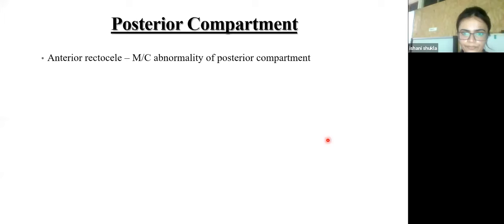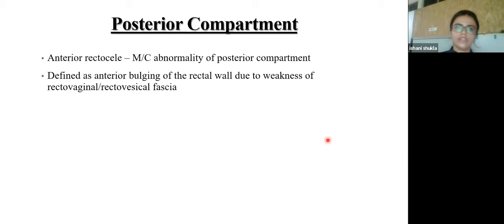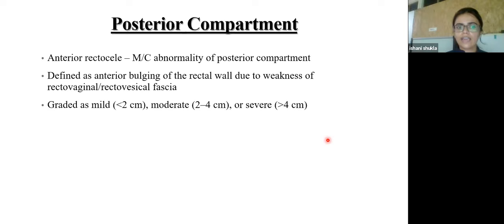Coming to posterior compartment abnormalities, the most common abnormality is the anterior rectocele. Lateral and posterior rectoceles are also abnormalities, but they are less common. Rectocele is defined as anterior bulging of the rectal wall due to weakness of the rectovaginal or rectovesical fascia, and it can be graded as mild, moderate, severe. It is a little different from the anterior and middle compartments.